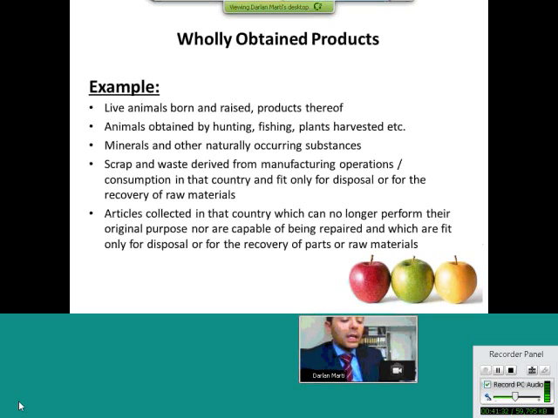Wholly obtained goods. Now, these are the easiest cases because these are goods that are produced in a single country. So it can be animals born and raised in a country. It can be animals obtained by hunting, fishing, plants that were harvested, minerals extracted from the earth of that country, scrap which was obtained also in that country, irrespective of where the original goods came from. Now, these goods are simple because they don't have many countries intervening in their production, and usually they'll be identified, named, enumerated in an agreement as such. So this is the easiest type of product for companies and for customs verifying the origin.